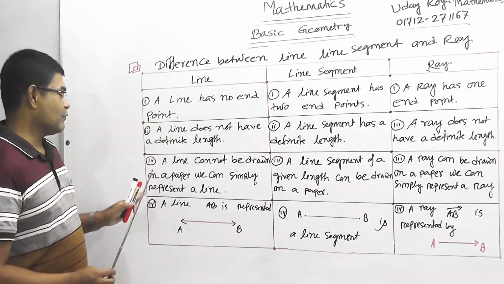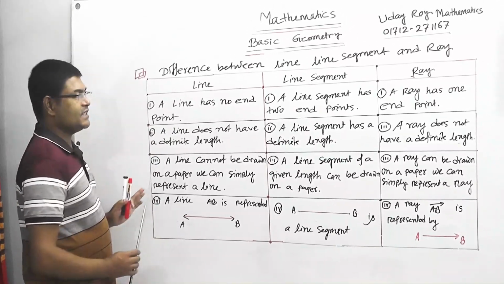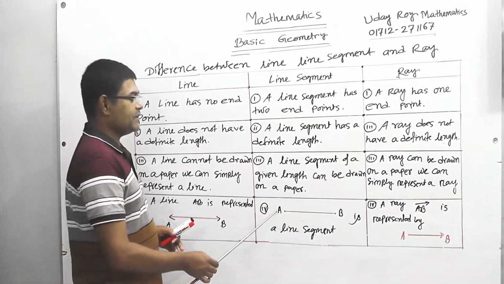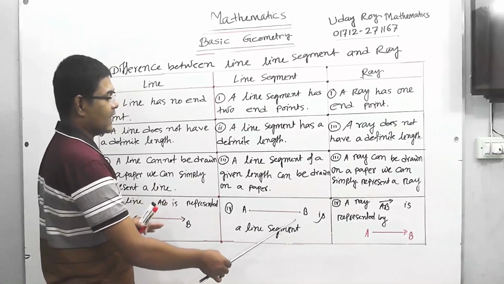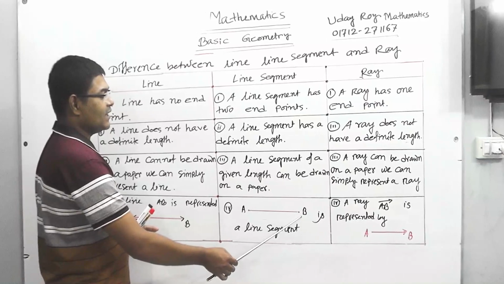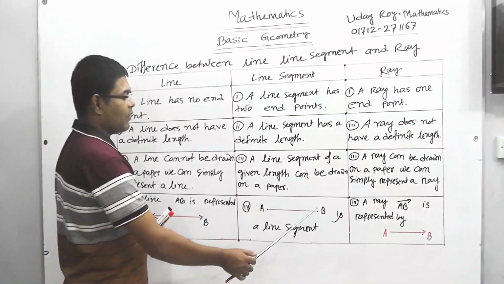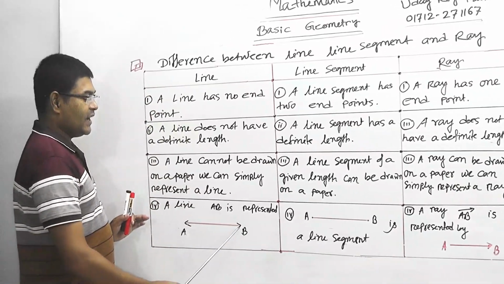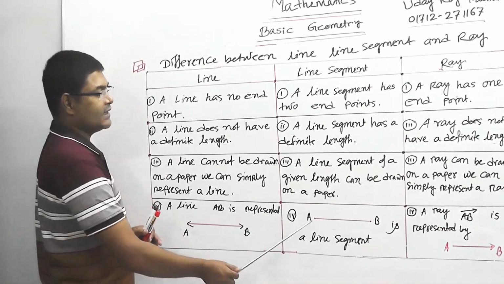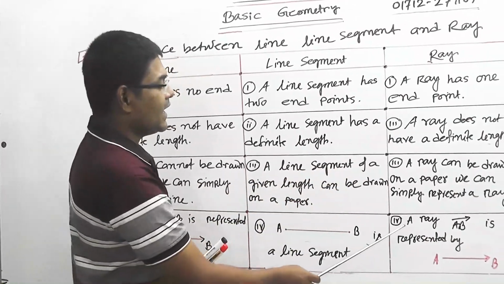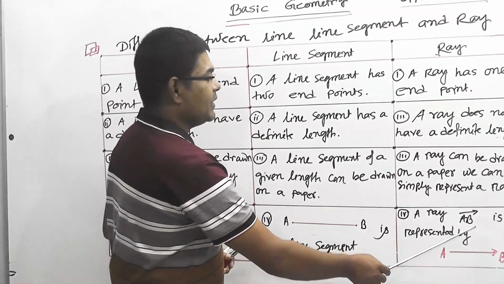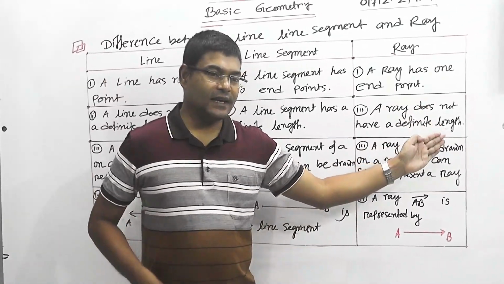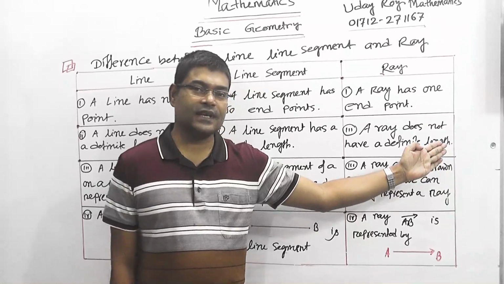A line AB is represented in this way. Here AB is a line. A line segment is represented in this way. You have to draw the line segment in this way. Here AB is a line segment because A and B, this point and this point, are the two end points. But in a line, there is no end point. Be careful. This is the line, this is the line segment, and this is the ray. Ray AB is represented by AB. This is a ray. Be careful, this is a ray.